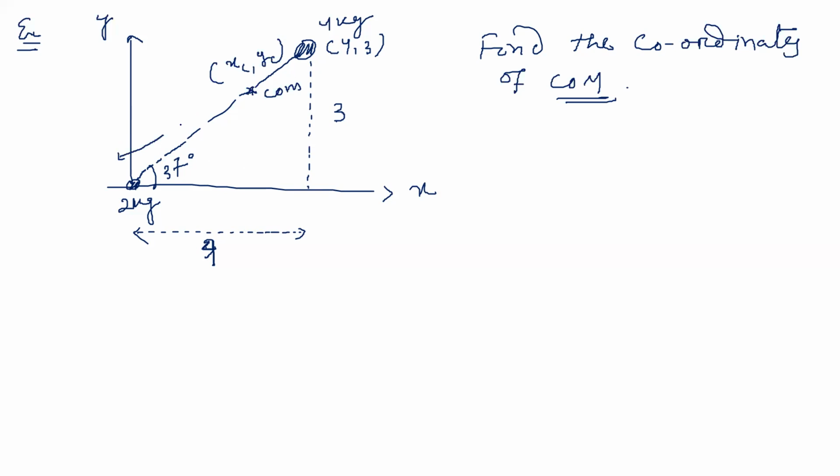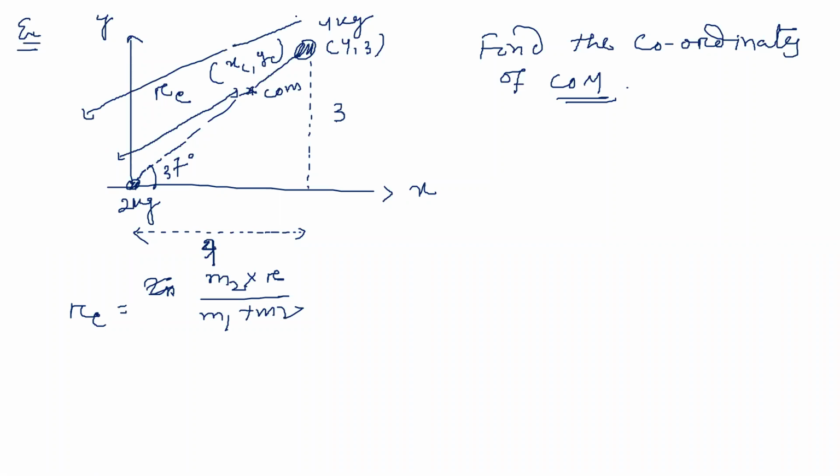Let this be the distance RC from this object on the left side. So RC is equal to M2 into R by M1 plus M2, where the total distance is R. So what is the total distance? This is 3, this is 4. 3 square plus 4 square, how much? This will be 5.